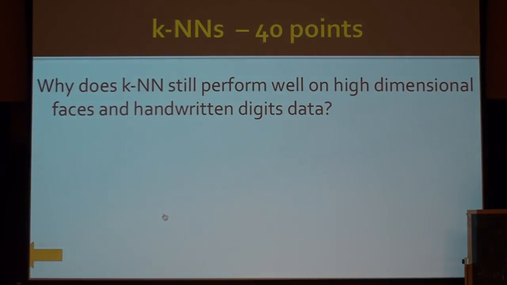Why does k-NN still perform well on high-dimensional faces and handwritten digits data? Because the data is actually not very high dimensional. The answer is that the space is high dimensional, but the data intrinsically is not. You can take low dimensional data and represent it in some really high dimensional space, make everything else zeros, and then rotate the space arbitrarily. Then it will look like the data is really high dimensional when it's really not. So k-nearest neighbors won't change.